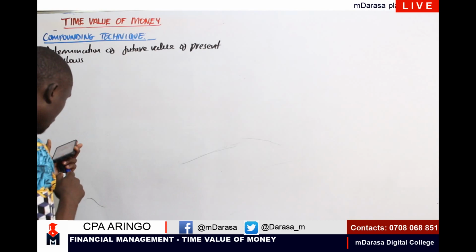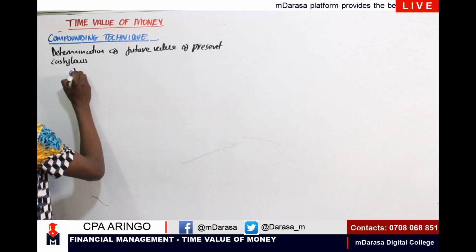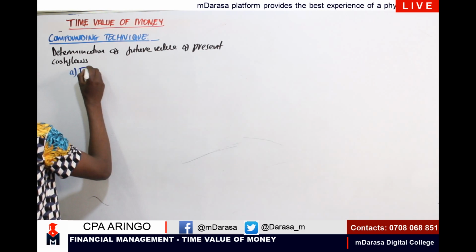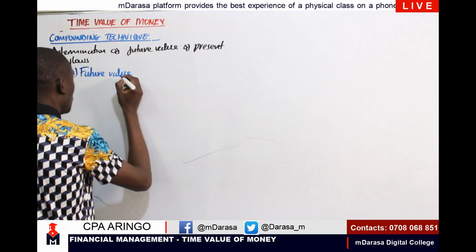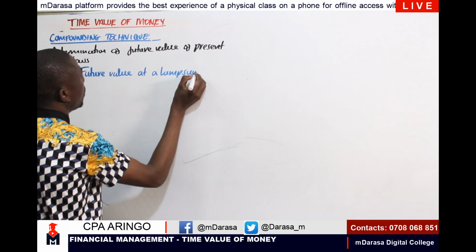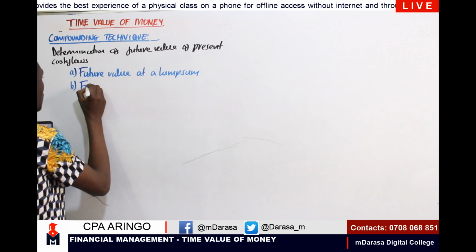And you'll find that at this point, we normally tend to talk of two concepts under compounding. Of course, it has two aspects. The first aspect is future value of a lump sum. And number two, we normally talk of future value of an annuity.